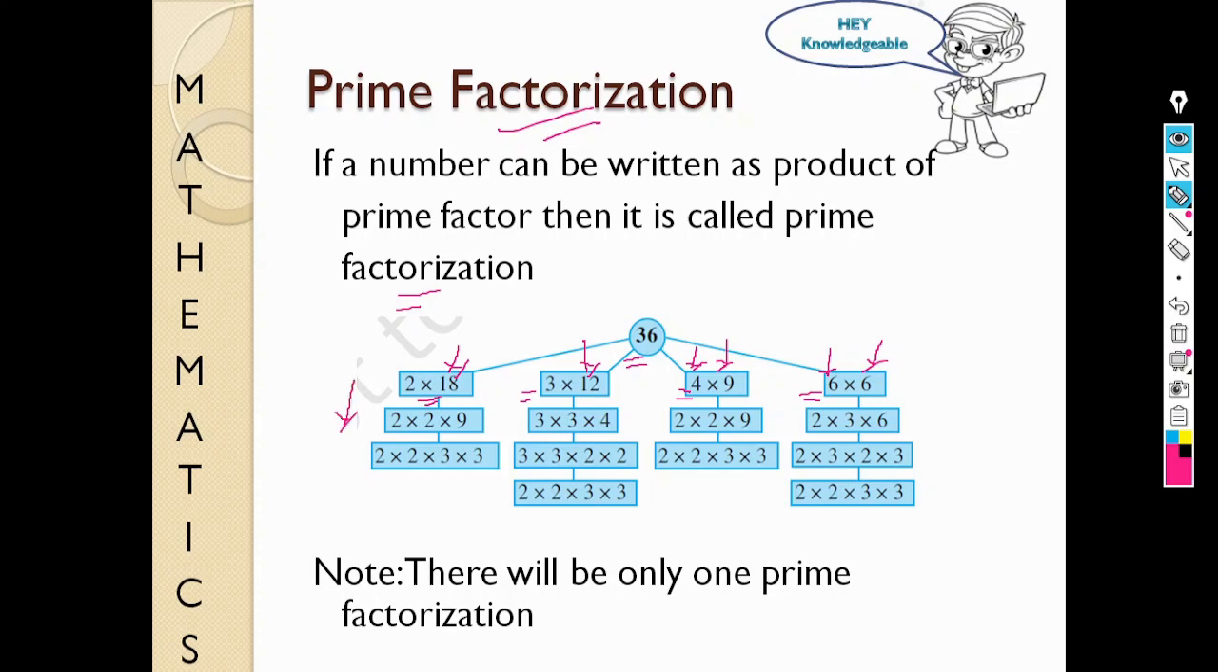We'll have to break it down to smaller numbers which are prime factors. When these non-prime factors have been broken down, ultimately you will get a single prime factorization, that is 2 into 2 into 3 into 3. And you will get the same in all the cases. So you have to note that there will be only one prime factorization.